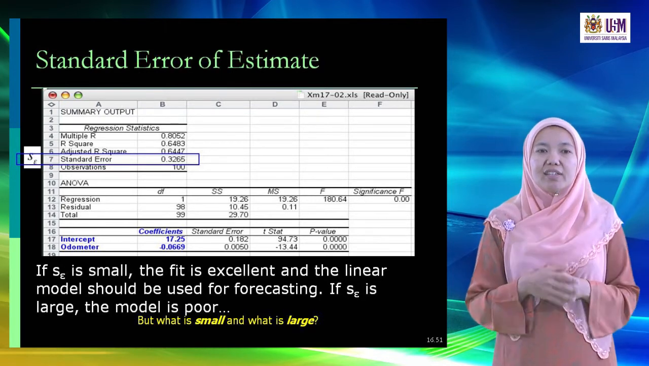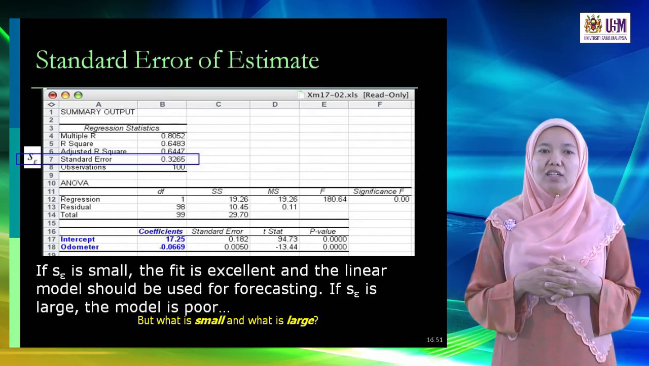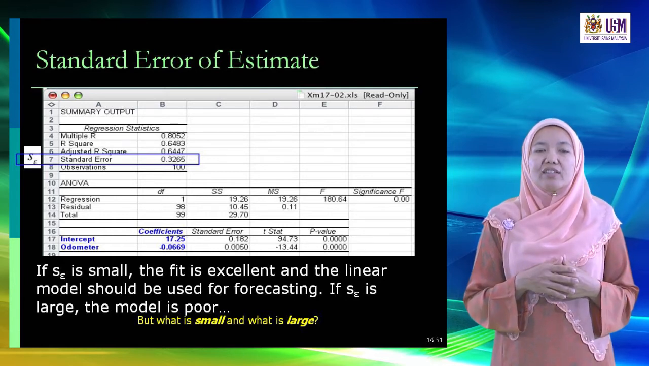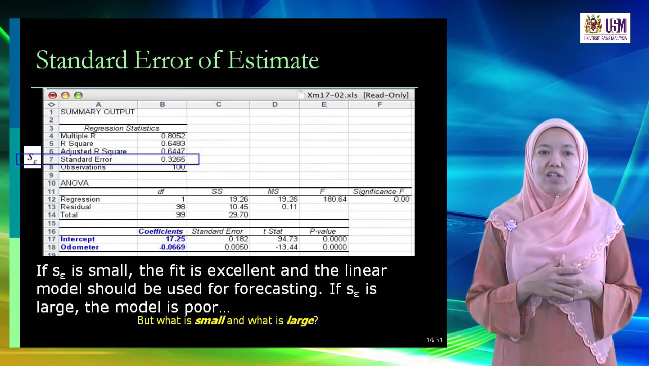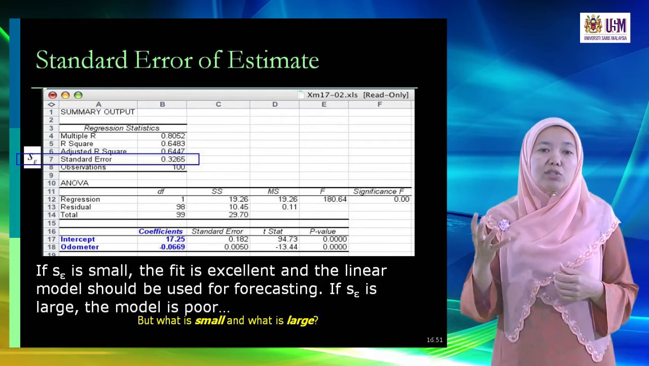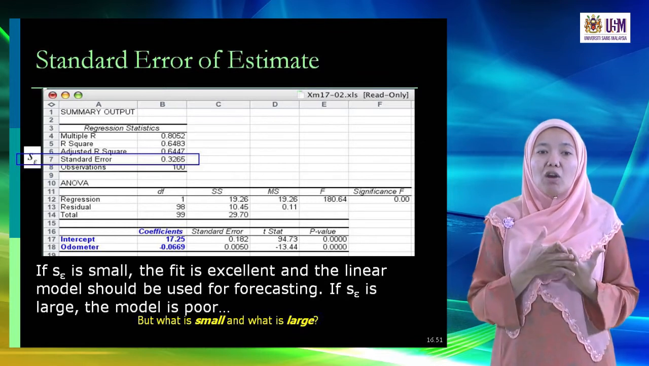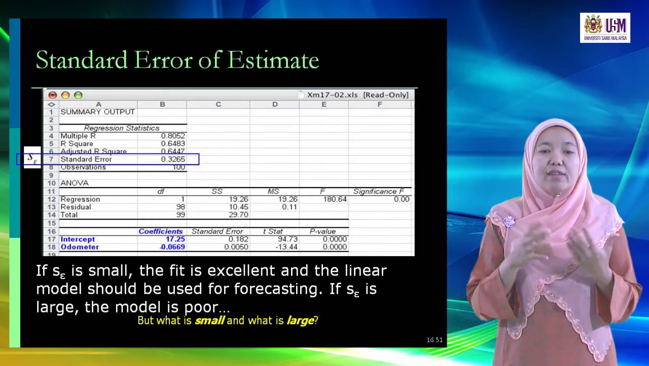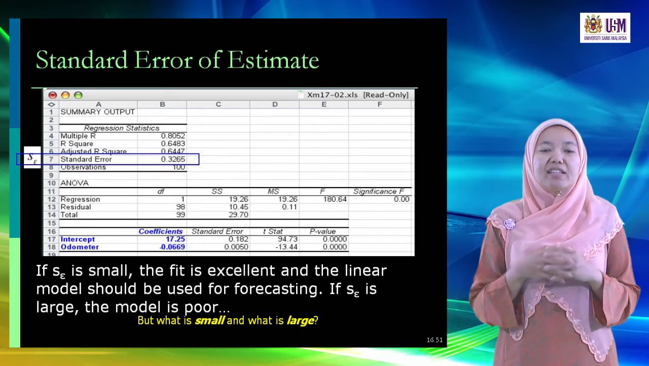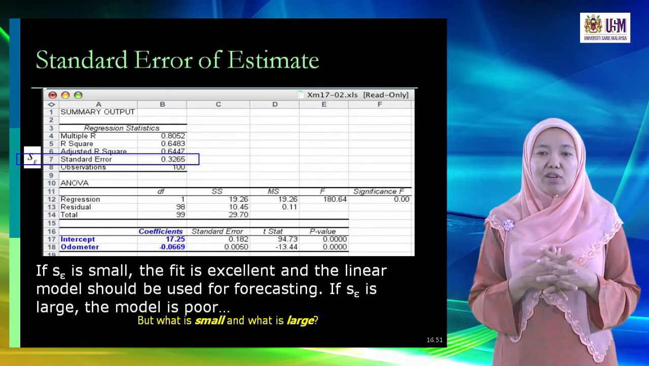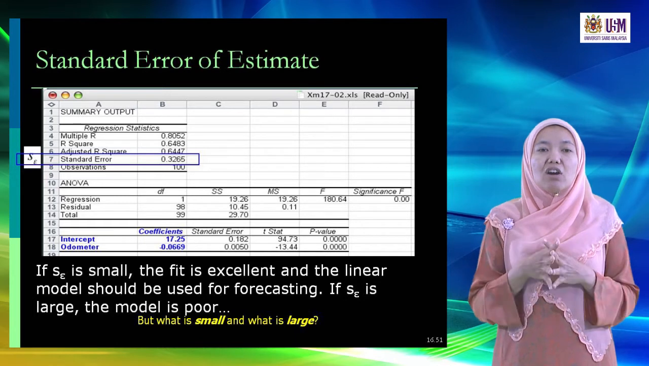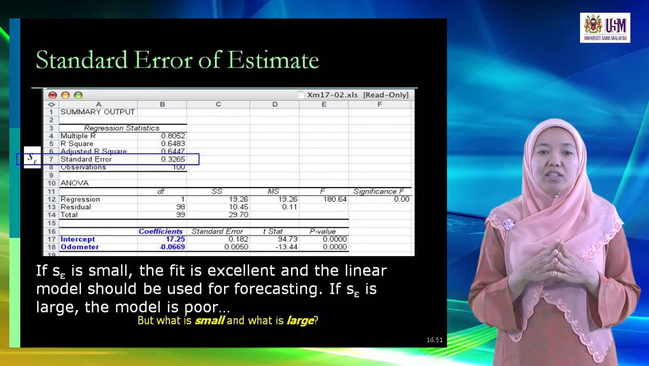Standard error of the estimate, you need to look at the value of the standard error. The one that I highlighted in the blue box, the standard error of the estimate, S epsilon, is given as 0.3265. So if the standard error of the estimate is small, the fit is excellent and the linear model should be used for forecasting. If the standard error of the estimate is large, the model is poor.